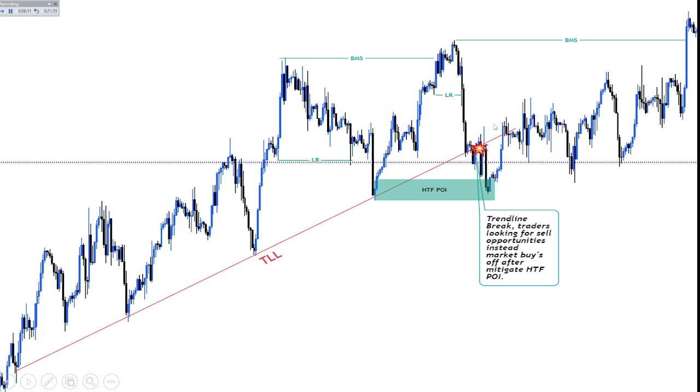And still on this time frame, you can see you have your change of sentiment, price starts forming higher highs, you have your low sweep, you probably have mitigation of your point of interest, and price did move to the upside. So that's that, and you see that it is nothing difficult. This is how you incorporate this. So with a trend line break, traders look for sell opportunities instead, while market buyers come in after mitigating your high time frame point of interest. That's just the end.